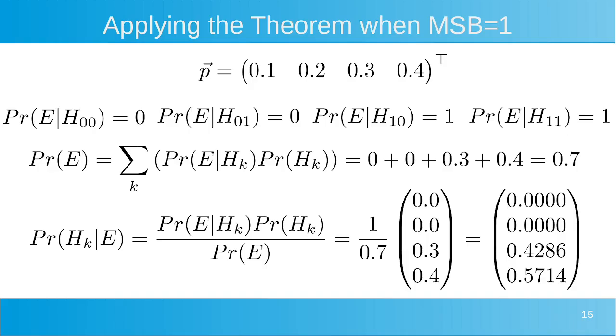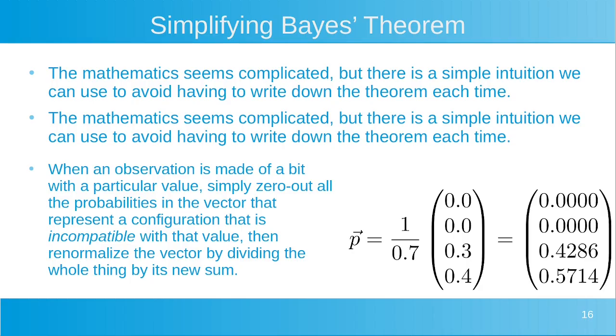As you can see in the second line, these are the probabilities of the evidence given one of the 4 possible hypotheses for the current configuration of the bits in the computer's memory. And in the third line, we compute the probability of the evidence, and then that gives us enough information to compute the probability of the hypothesis given the evidence, which is just Bayes' theorem. And when you compute Bayes' theorem, you can see we update our probability vector to 0, 0, 0.4286, and 0.5714.